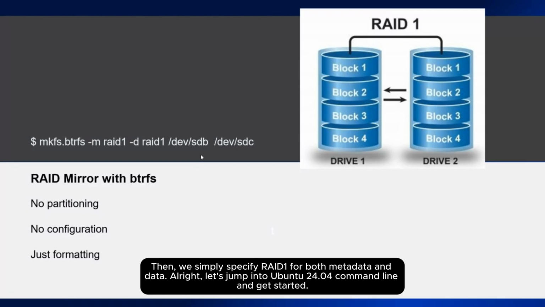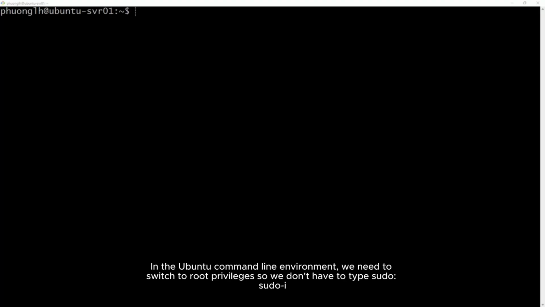Alright, let's jump into the Ubuntu 24.04 command line and get started. In the Ubuntu command line environment, we need to switch to root privileges so we don't have to type sudo.